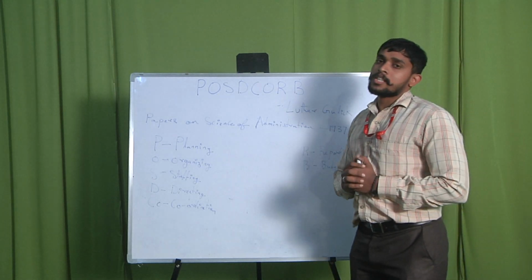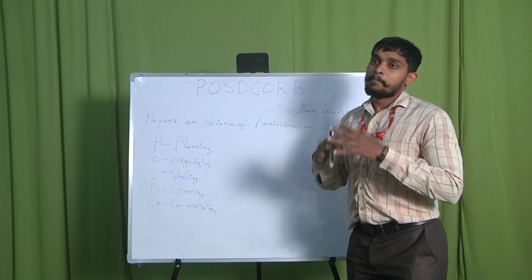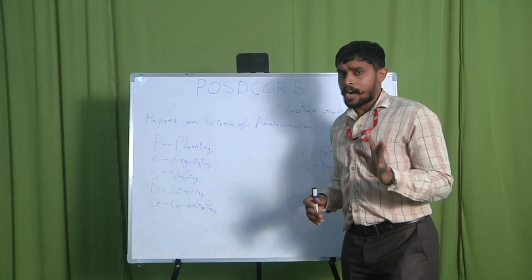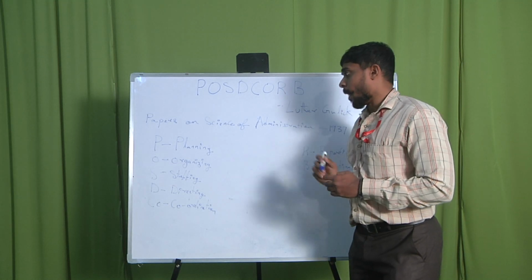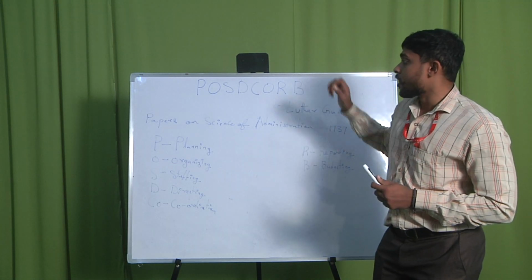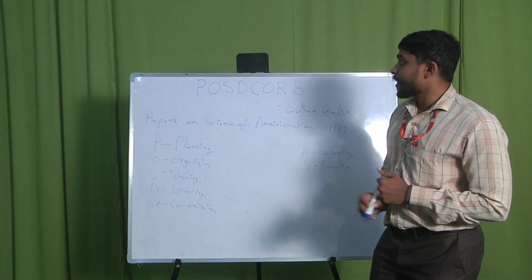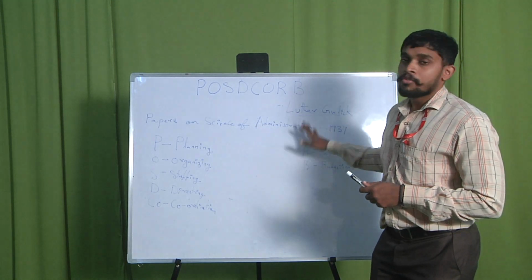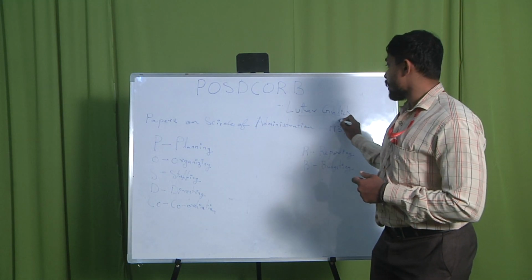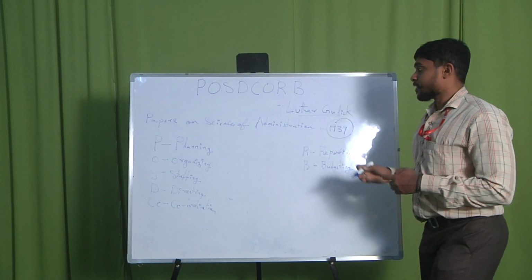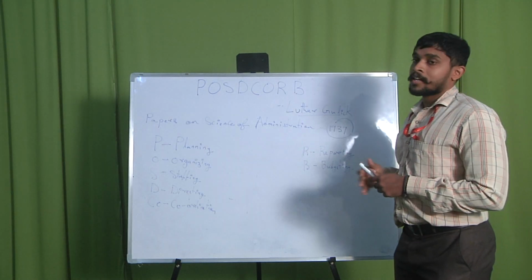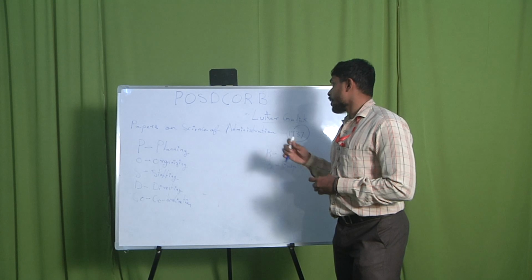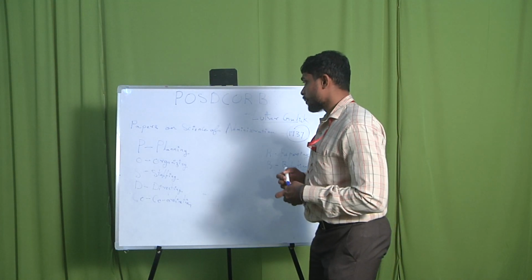This POSDCORB is equally applicable to both public administration and private administration. This POSDCORB concept was written by Luther Gulick in an article known as Papers on the Science of Administration, which was written in the year 1937. It was not only written by Luther Gulick; the co-author for this book was also Lyndall Urwick.